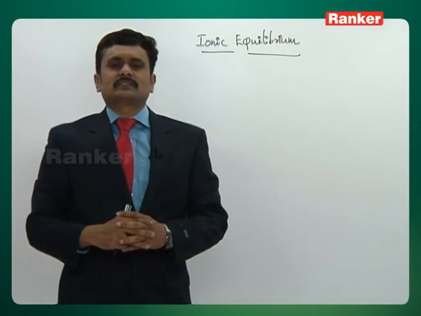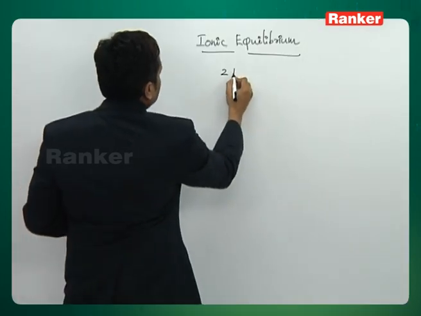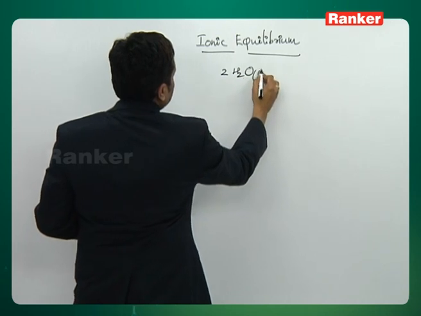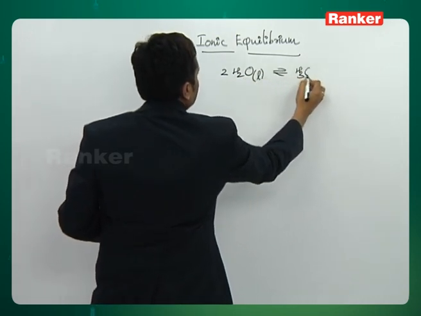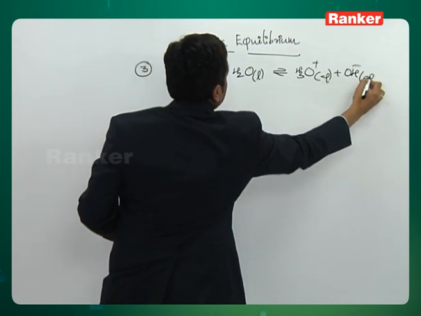Now, at 90 degrees Celsius, pure water has a concentration of H3O plus of 10 to the power minus 6 mole per liter. The value of Kw at 90 degrees Celsius is asked. Here we know that water undergoes self-dissociation to give the H plus or H3O plus ions along with the OH minus.